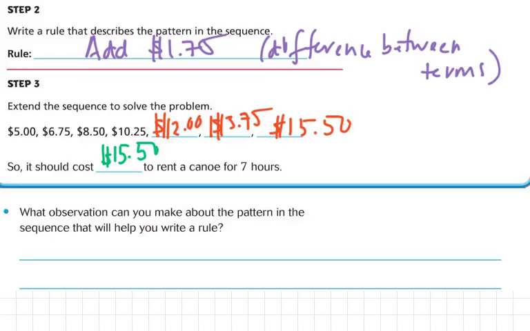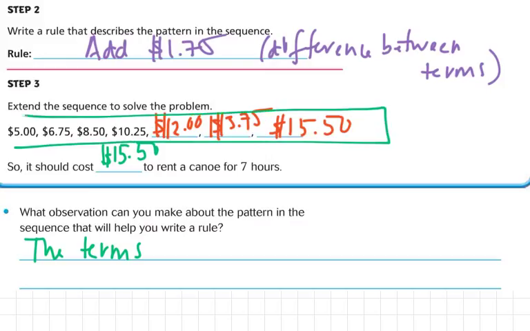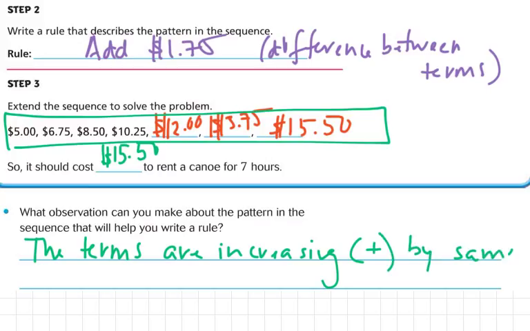It says, what observation could you make about the pattern in the sequence that would help you write a rule? So what we could say is the terms, and remember again, if you're confused about the terms, I'm putting a green box around them. So the terms are increasing, meaning we're adding, right? So we can put in parentheses a plus sign, by a same amount, and sometimes we like to say a constant amount. So the rule has to include addition.